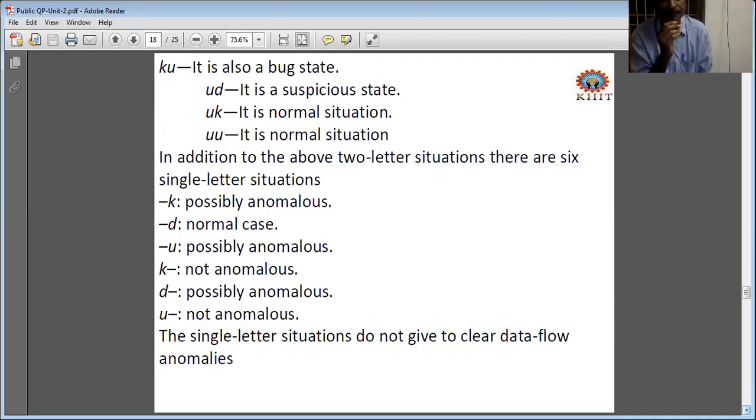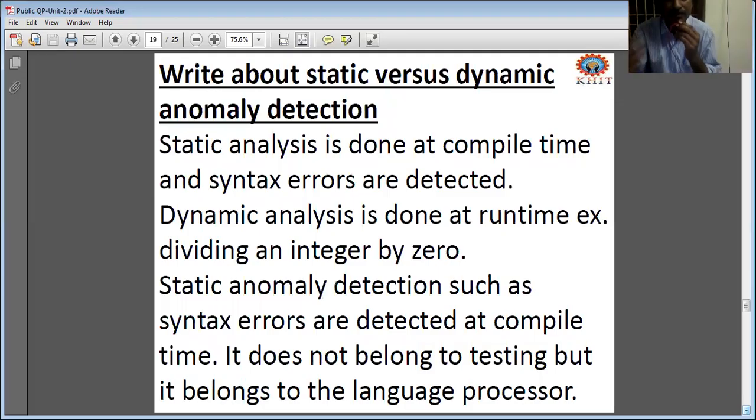In addition to the above two-letter situations, there are 6 single-letter situations. K means killed, possibly anomalous. D, normal case. U, used, possibly anomalous. The single-letter situations do not give clear data flow anomalies, because K, killed, means what is there before is not there. Because of that reason, it does not give a clear data flow anomaly.